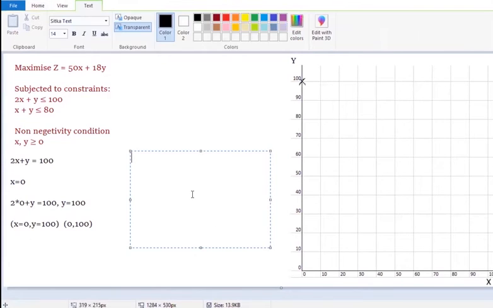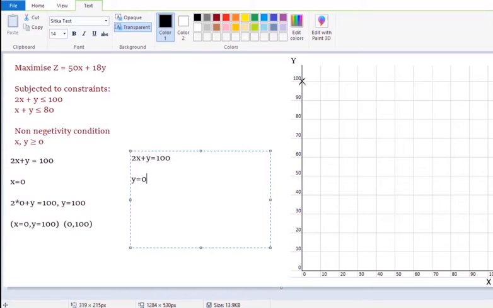So the equation is 2x plus y equal to 100. That is the equation. And I have got the first point, that is 0, 100. In order to find out the second point, I put y equal to 0. When I put y equal to 0, we get what is known as the x-intercept, or a point on the x-axis.